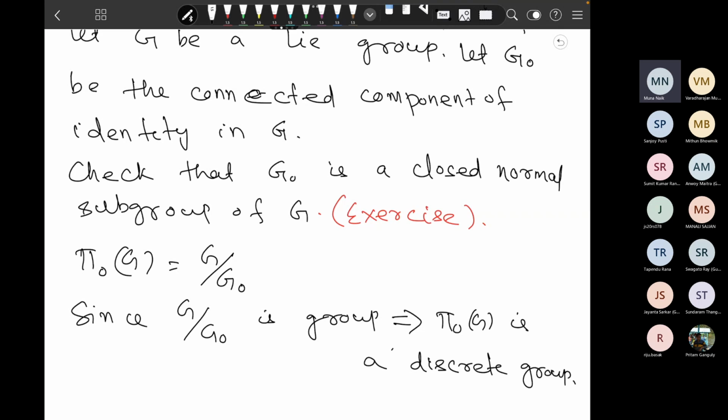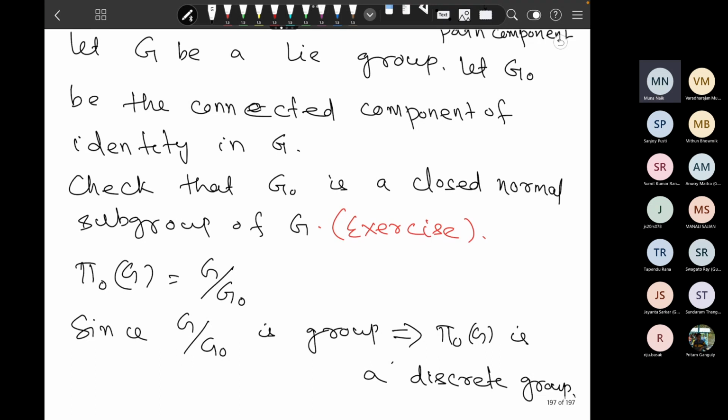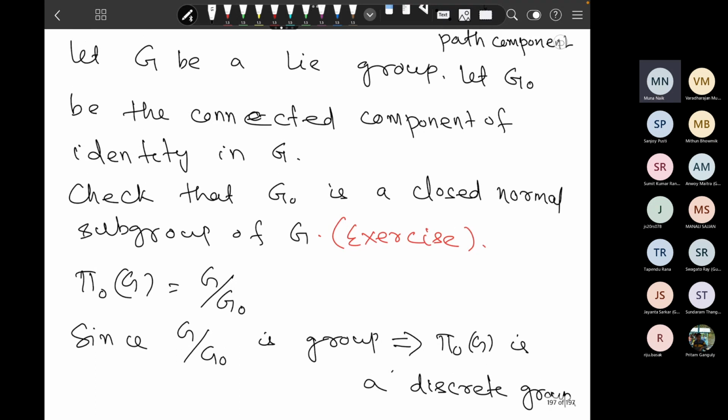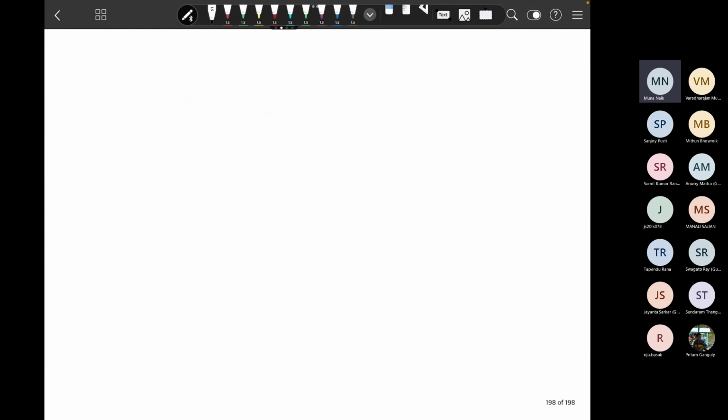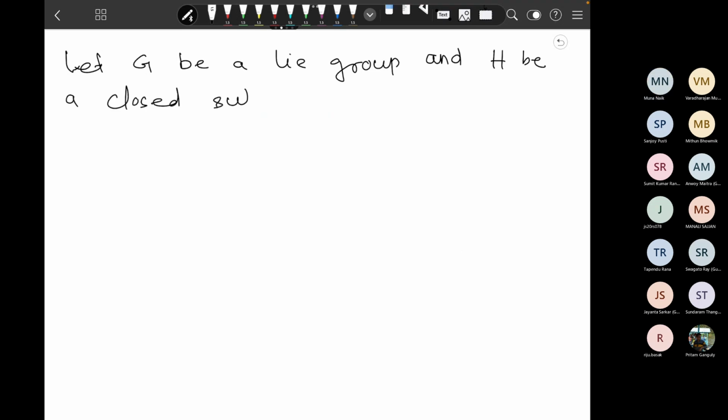So in this setup G is a Lie group, and we have defined higher homotopy groups. And I want to quote some result from algebraic topology. I also do not know the proof. So let G be a Lie group and H be a closed subgroup of G. Then we have the following map.